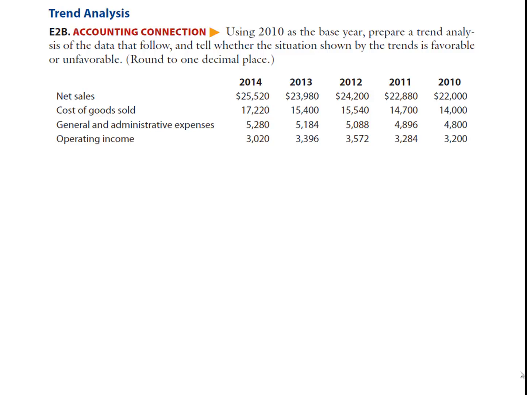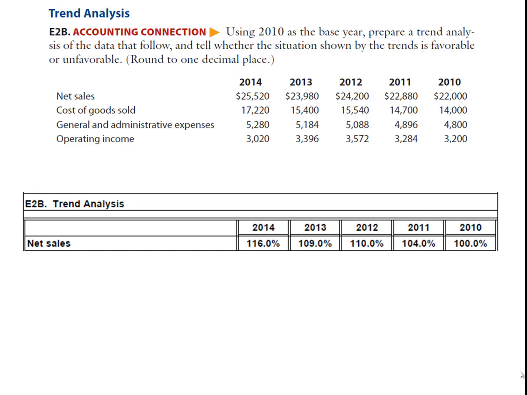And we're going to be looking at what happens to net sales, cost of goods sold, general and administrative expenses, and operating income over a 5-year period. So the fact that we're using 2010 as a base year is very important because we're comparing everything to that year. We're seeing what is happening to everything compared to 2010.